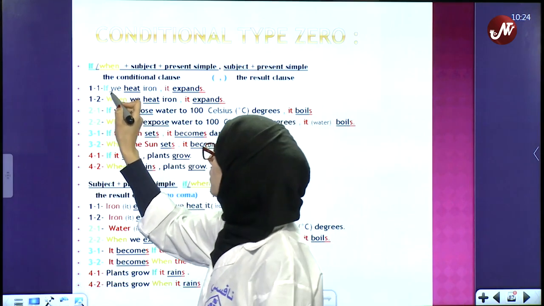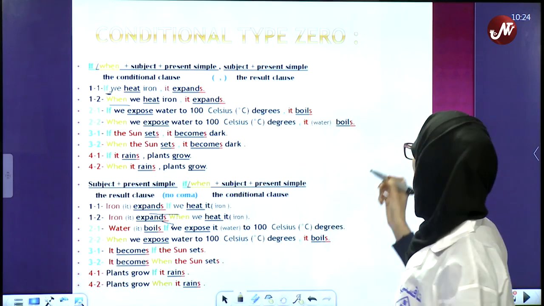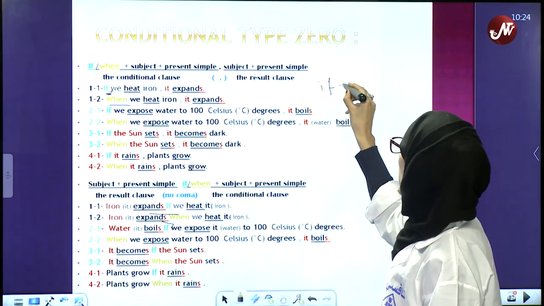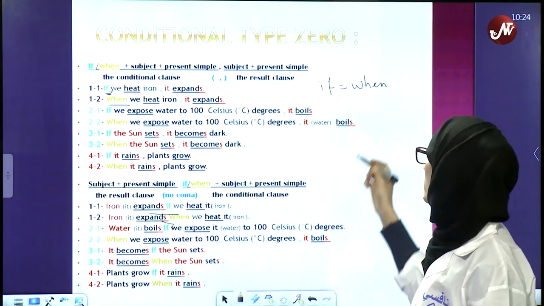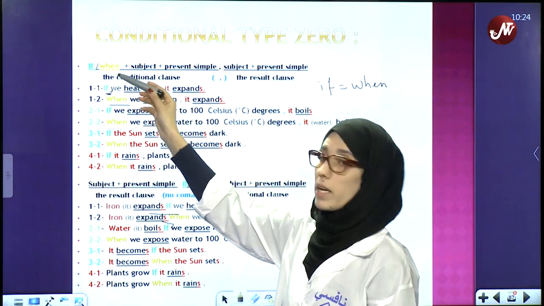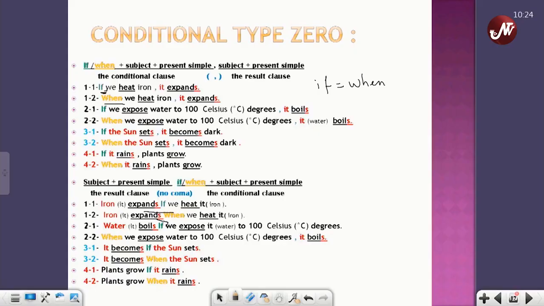So here we replace if by when. What does this mean? It means that if and when have the same meaning. Why? Because we can replace if by when without any change in the meaning. No change in the meaning and no change in the tense. So here we keep the same tense. When we heat iron, it expands. Also the same thing. This one is the conditional clause, and this one is the result of the first one.